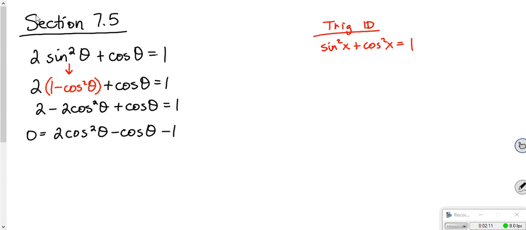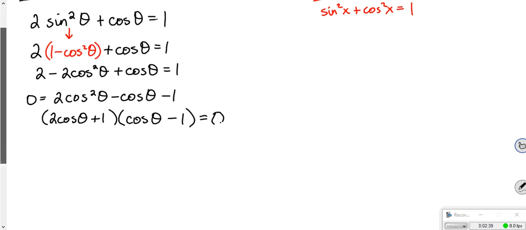Now, we can factor this. We did some of this in the last section. We've got 2 cosine theta for one of my binomials. The other one's going to start with a single cosine theta, looking for factors of -1 that add to a -1 in the middle. So this is going to have to be the +1, and that's got to be the -1. I'm going to move the 0 over to the other side now because that's where we're used to seeing it.